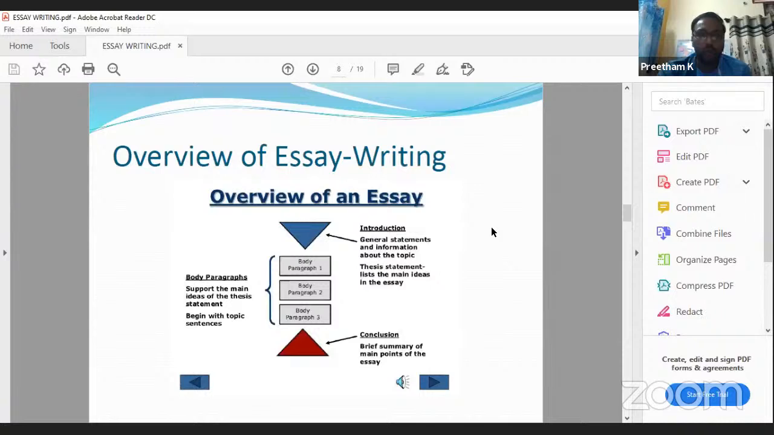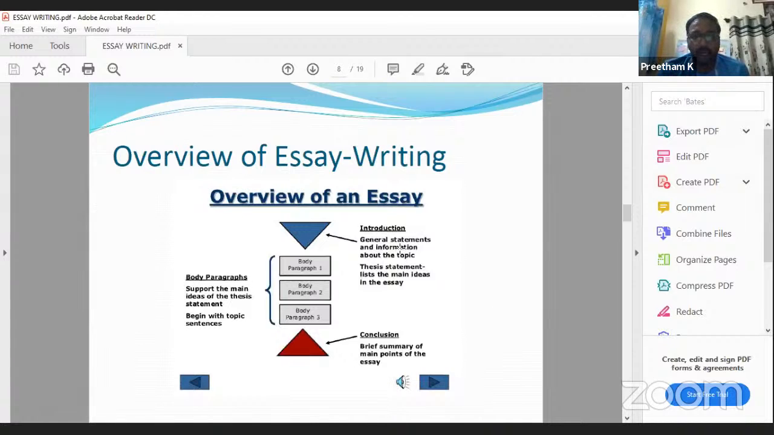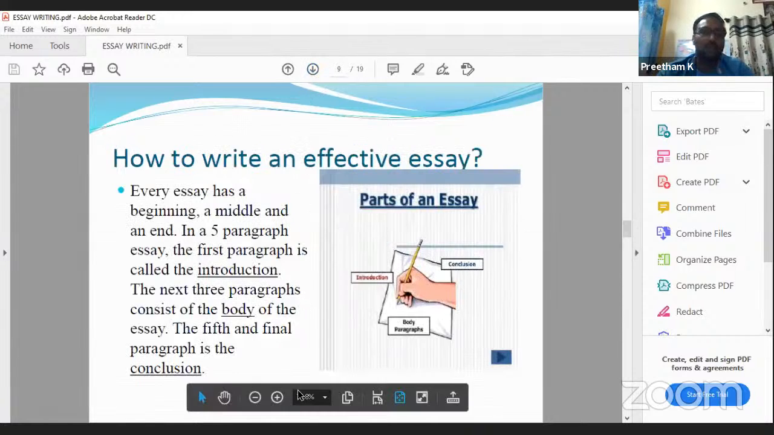This is the overview of essay writing. It should have an introduction, body, and conclusion. The introduction should have general statements and information about the topic. The thesis statement lists the main ideas in the essay. Body paragraphs support the main ideas of the thesis statement, beginning with topic sentences. The conclusion is a brief summary of the main points in the essay. Your introduction and conclusion should always be attractive.